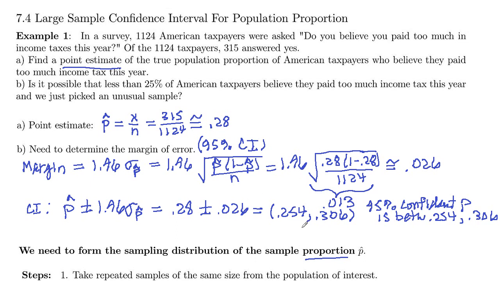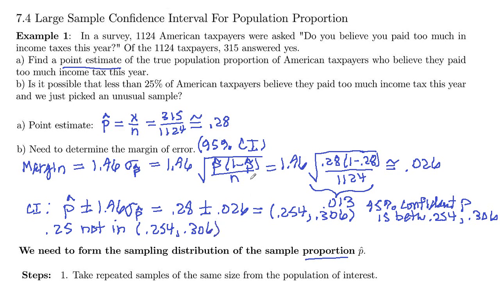And what we notice here is that 0.25, 25%, is not in that interval, and it should be in the interval 95% of the time. So notice that 0.25 is not in the interval. 0.254, it just misses to 0.306.